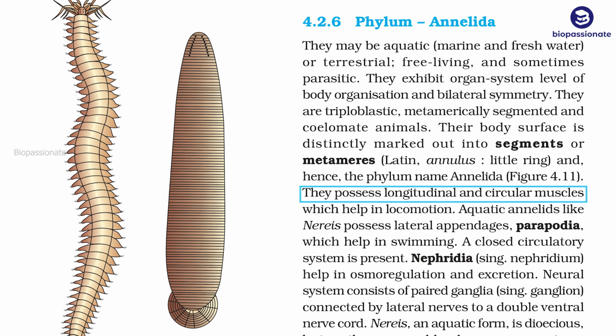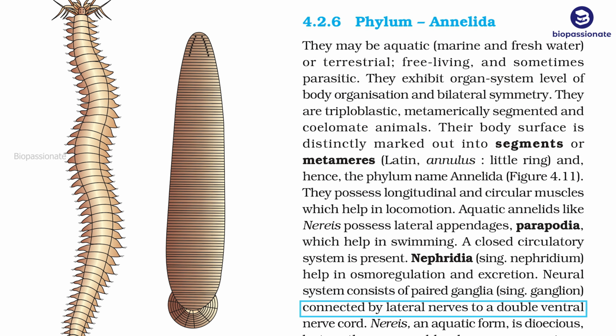They possess longitudinal and circular muscles, which help in locomotion. Aquatic annelids like Nereis possess lateral appendages, parapodia, which help in swimming. A closed circulatory system is present. Nephridia, singular nephridium, help in osmoregulation and excretion. Neural system consists of paired ganglia, connected by lateral nerves to a double ventral nerve cord.